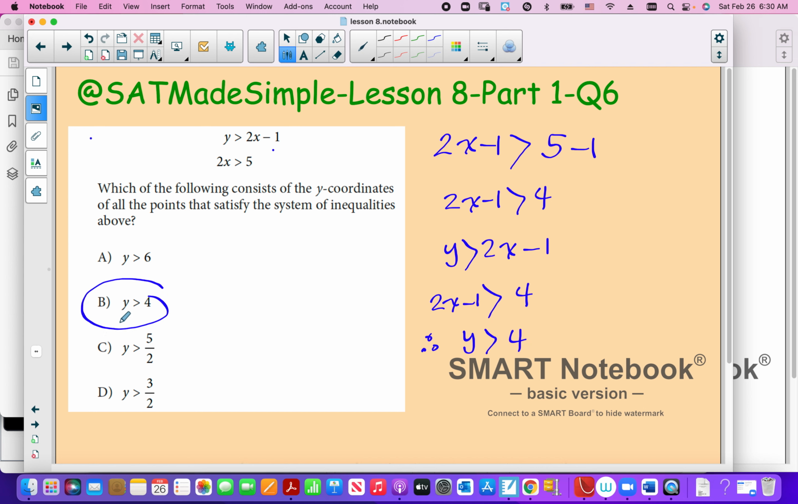Just to remind you, the transitive property: if A is greater than B and B is greater than C, then we can conclude A is greater than C.